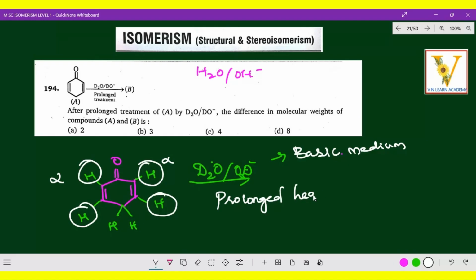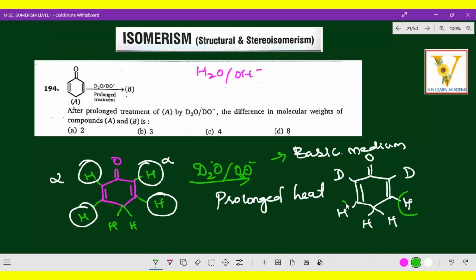Right? So if you go on heating, first and foremost you will get this structure. Here D will be there, and here also D will be there. Now what will you get next? Again, hydrogen is available on both sides. Since you are heating still more, this also will be removed.